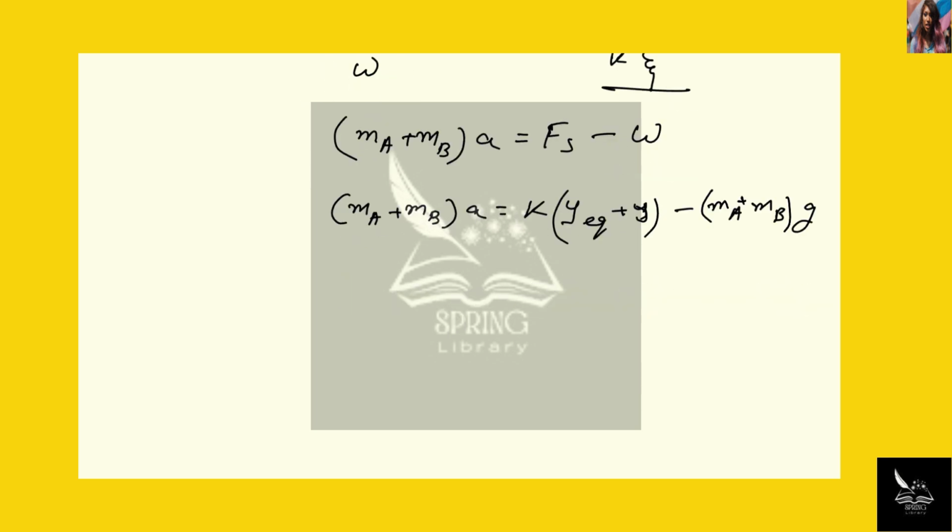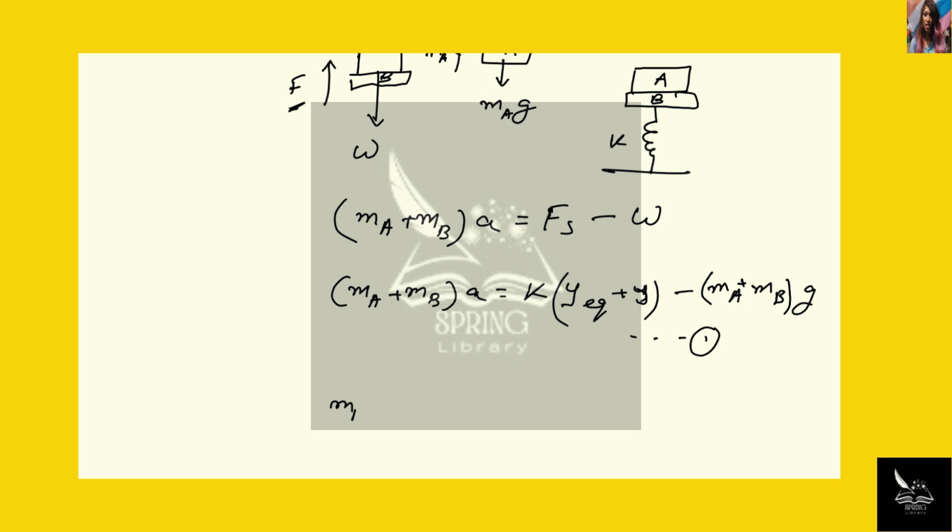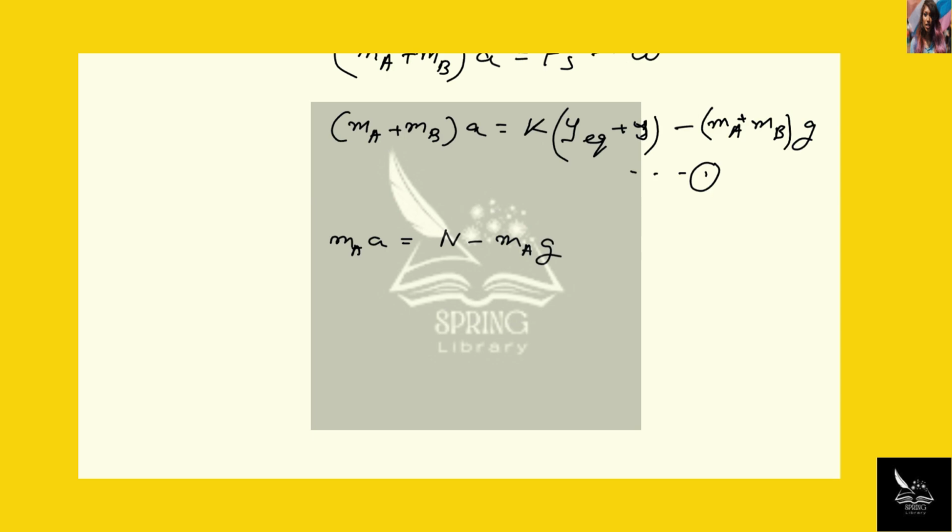And from the other section, considering only the mass A, the weight Ma g is acting down, the normal reaction is upwards, and Ma a is the acceleration. From this block you have Ma times a equal to the normal reaction minus Ma g, or the normal reaction N will be equal to Ma a plus Ma g. This is equation 2, let's say.